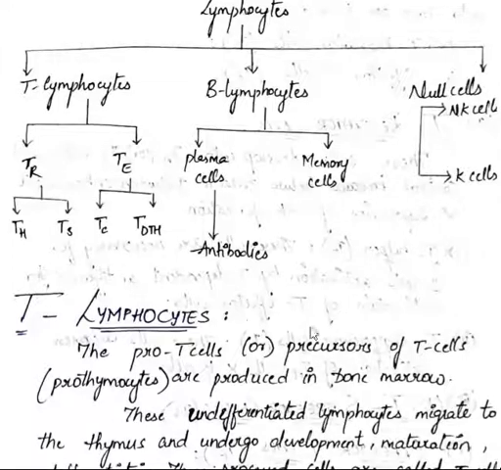Okay, so this is all about the lymphocytes. And then we will discuss the myeloid lineage, the other cells which are involved in the immune system, in another part.